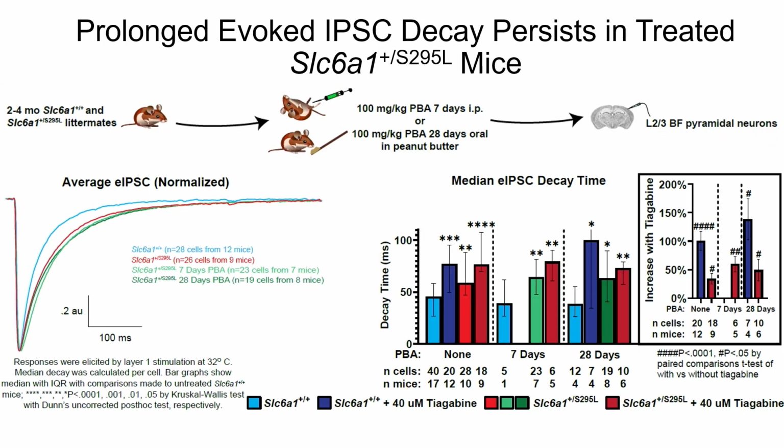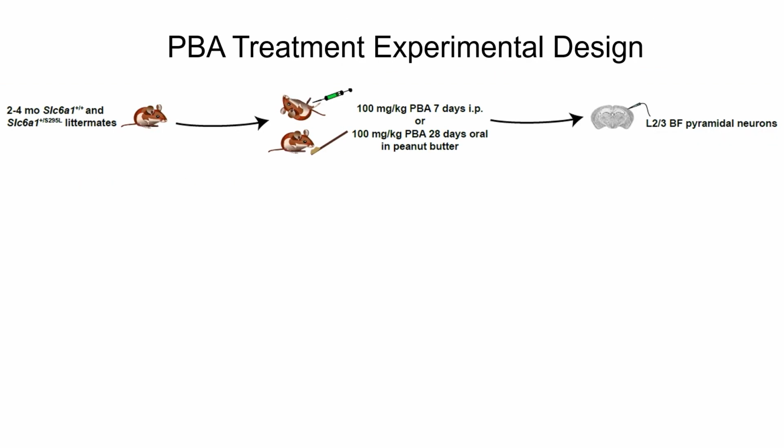So for the first experiment, we did 2 different treatments, similar to what Katty's shown with behavior. We did either a 7-day short treatment where we injected PBA IP, and for the study we published on its effect on seizures, this was enough to help with the seizures in this mouse model. But then we also did a more chronic treatment, and this was the one that actually helped with some of the behavioral phenotypes that Karishma's been testing. We did an oral treatment for 28 days.